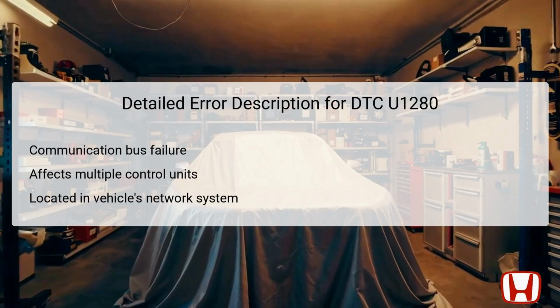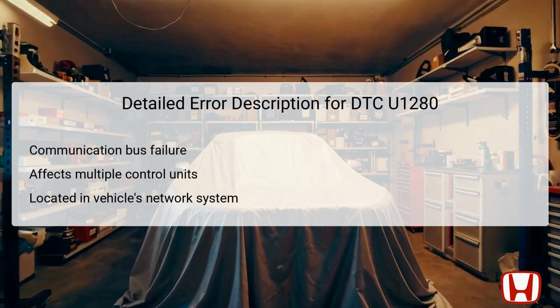The DTC U1280 represents a communication bus failure, specifically impacting the vehicle's ability to transmit and receive data among its electronic components. Key components affected include the Body Control Module, BCM, which directs various functions from doors to windows, and the Engine Control Unit, ECU, responsible for engine management.